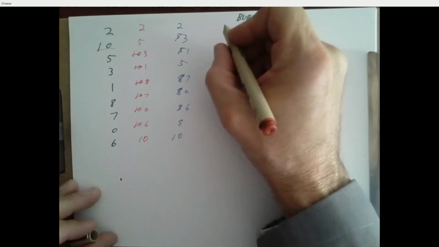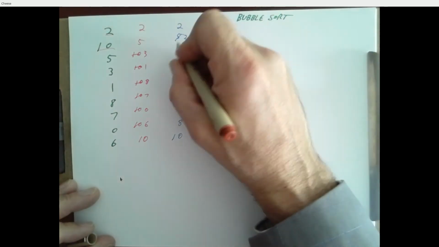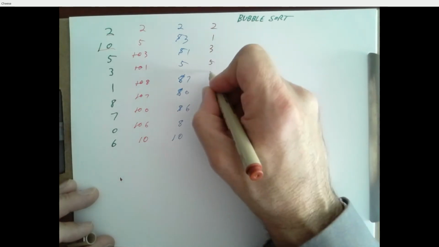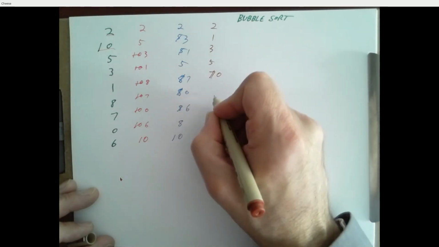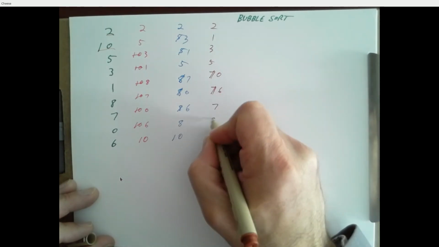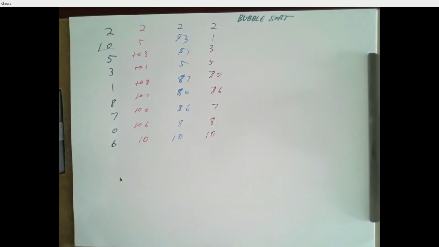And I'll blow through one more really quickly. So 3 and 1 will get swapped. 5 is fine, 7 is fine, 7 and 0 will swap. 7 and 6 will swap. 8's fine, 10's fine.